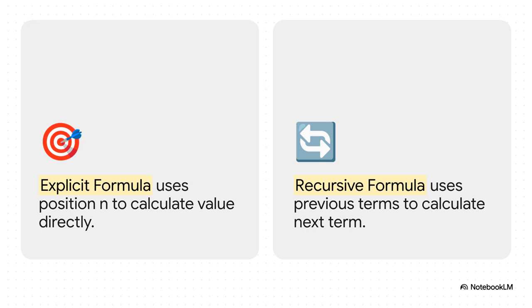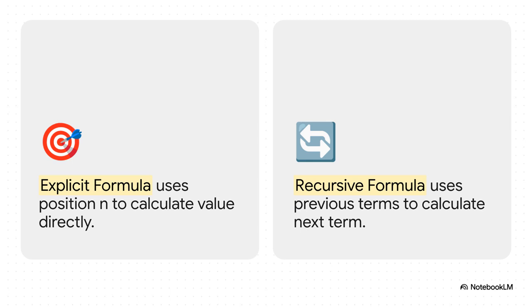Moving right along to Section 2, explicit and recursive rules, cracking the code. Now that we can spot the patterns, let's learn how to actually write the rules that predict them. In math, we use a specific notation like t sub n to represent the term in the nth position. And there are two main ways we can define a sequence. Think of an explicit formula like dropping a precise GPS pin. You plug in the position number n, and it takes you straight to the value of that term, no matter how ridiculously far down the list it is.